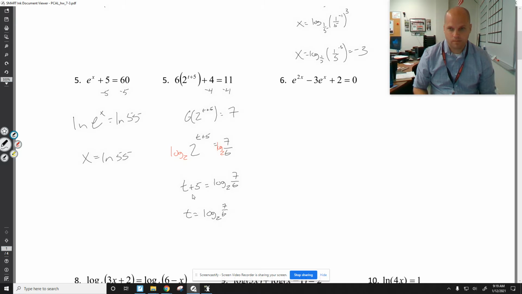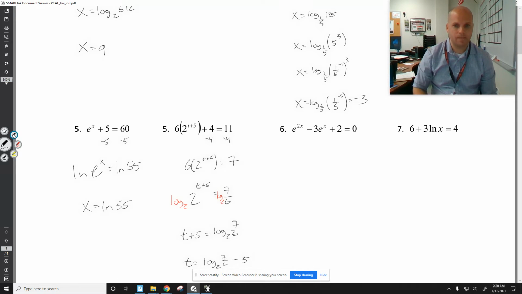You want to solve for t? Got to get rid of the 5, subtract 5 from both sides. This is your answer. This is what you would leave. This is what we would consider the exact answer. I know you want to be able to simplify it more and get t equals a number, but in this situation, it won't equal a number. It'll equal a crazy decimal. So we just leave it in this exact form.